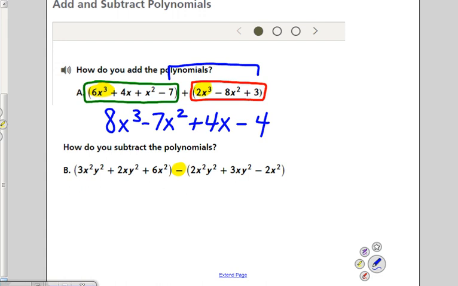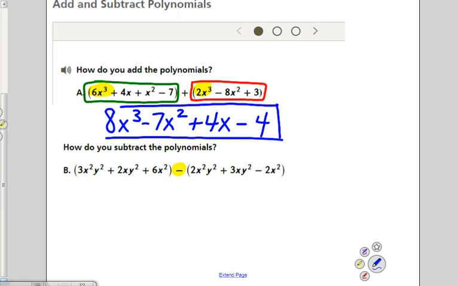So with adding, really you're just ignoring the parentheses and combining like terms. And just to be consistent with what we did in lesson 3.1, I like to write it out in standard form, in that order. In the next one, part B here, we're subtracting. So with subtracting, I think what you should do first is write out the first long expression like this.